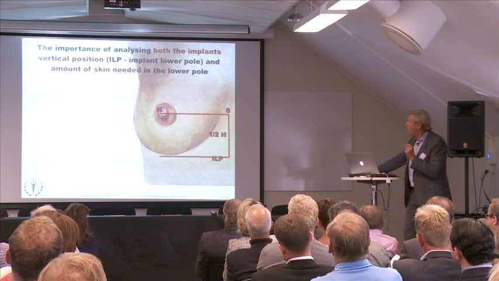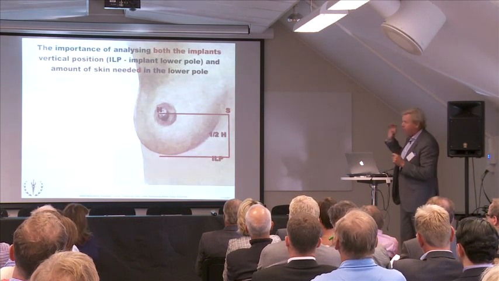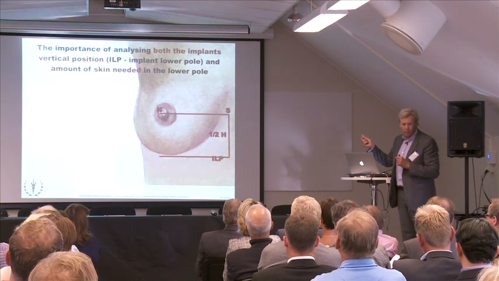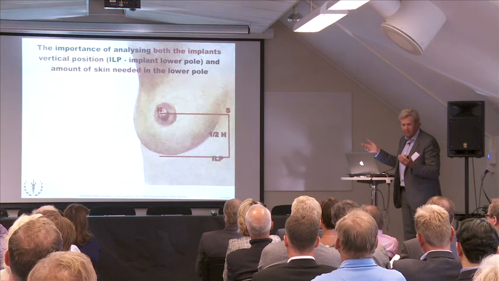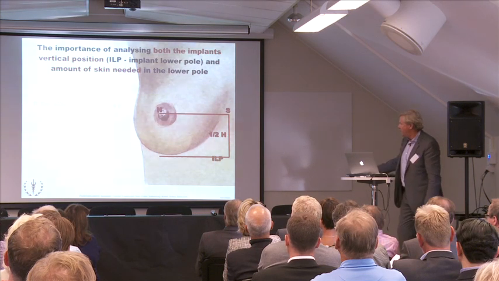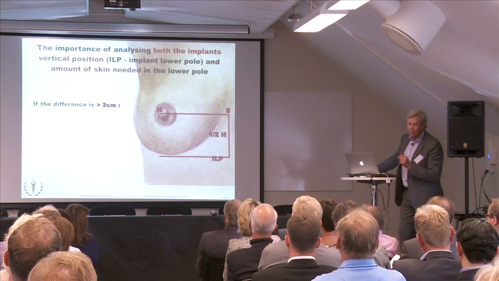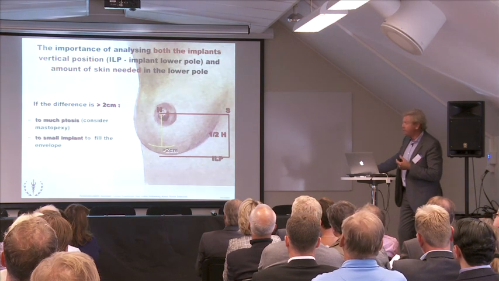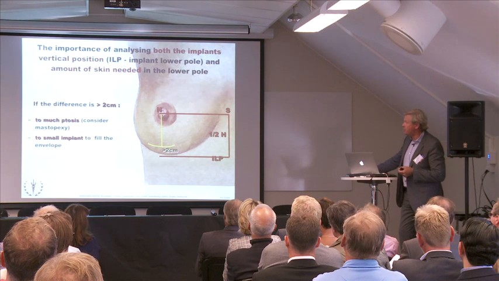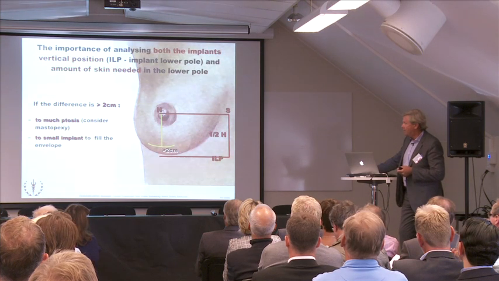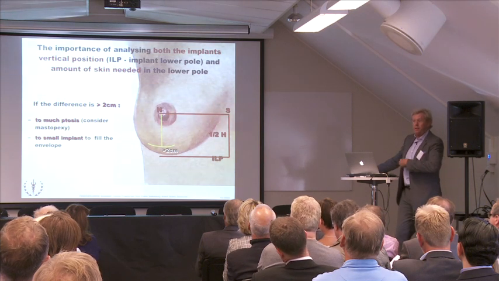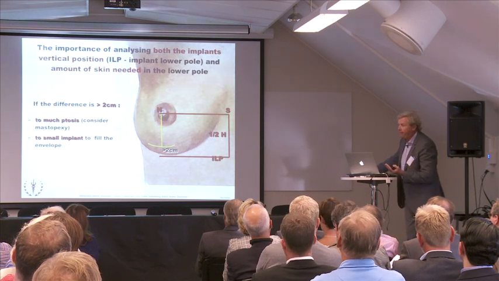Now, what is the importance of analyzing both the implant's vertical position and the amount of skin you need in the lower pole? Why do you have to think about both of these things? Because if this difference is more than 2 centimeters, then there's too much ptosis. You have to consider a mastopexy. Or the implant is too small to fill the envelope. Perhaps you need more LVC value to really fill that envelope.